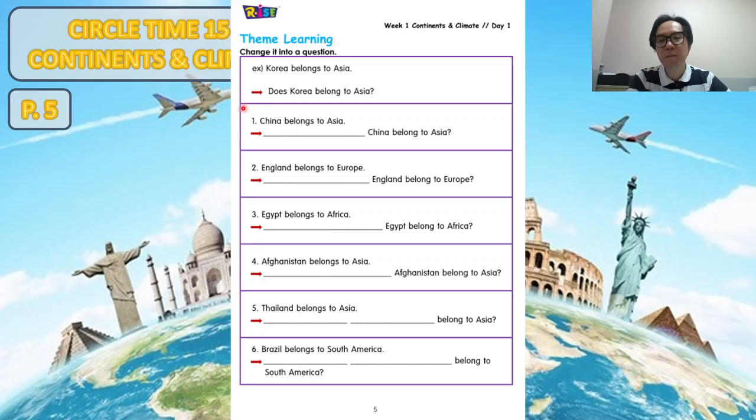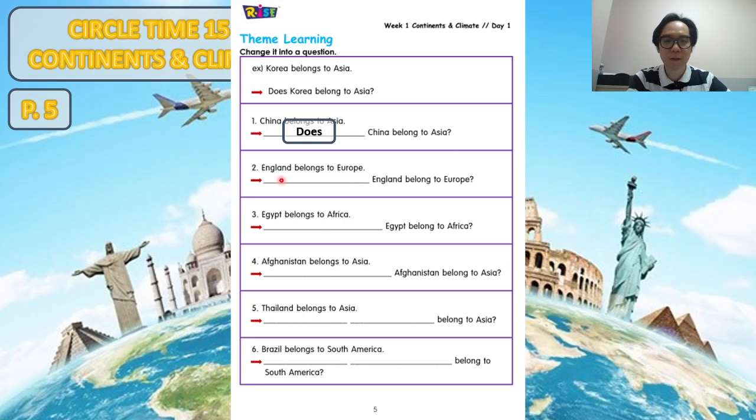Then, number 1. China belongs to Asia. So our question needs to be, blank, China belong to Asia? What question will we ask? How China? What China? Who China? Where China? Nope. We know, because we want the answer to be that's where it belongs, we want to say, does. Does China belong to Asia?